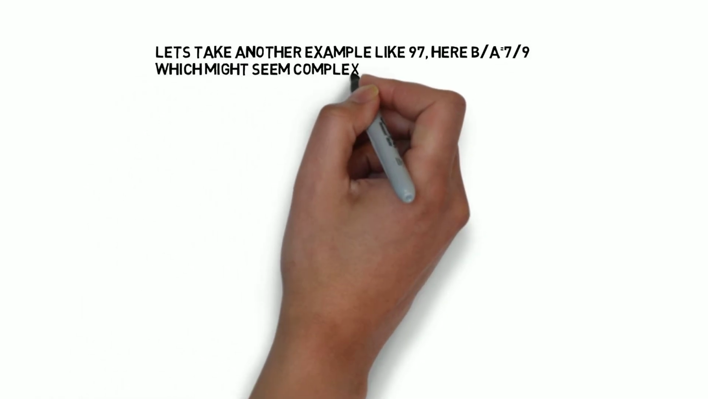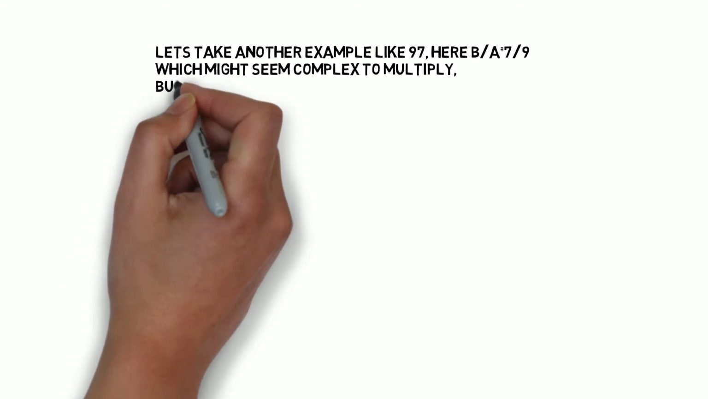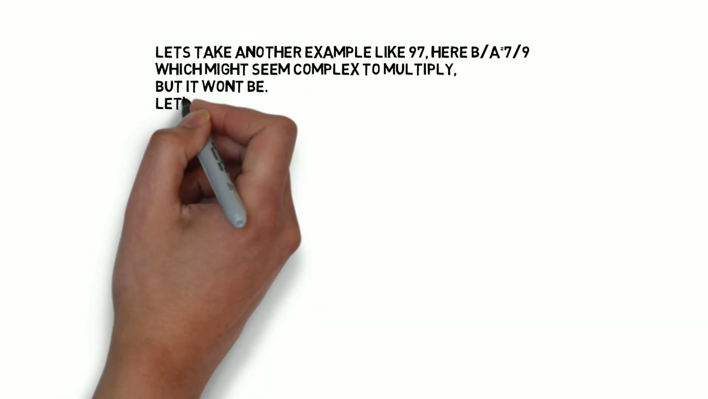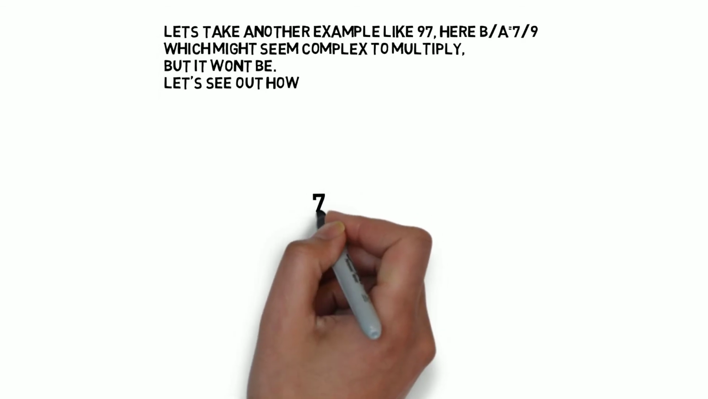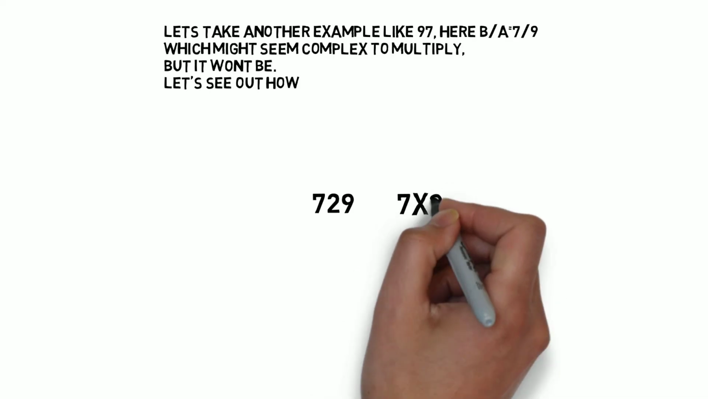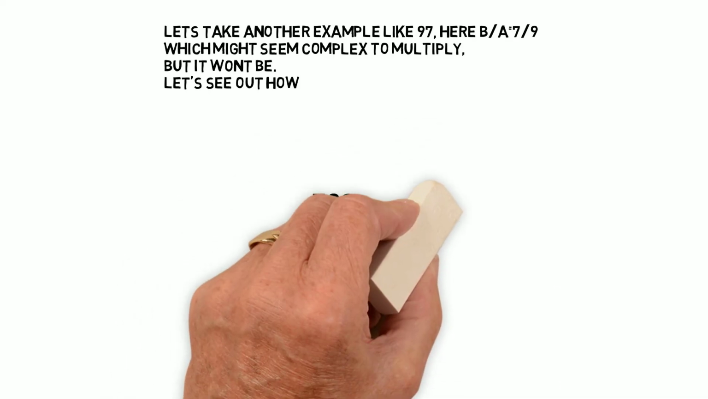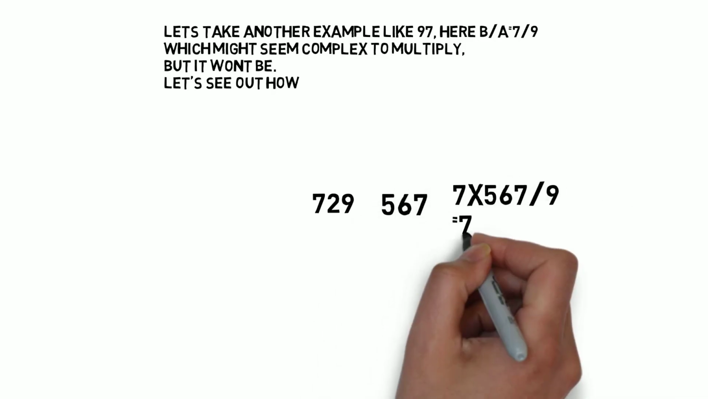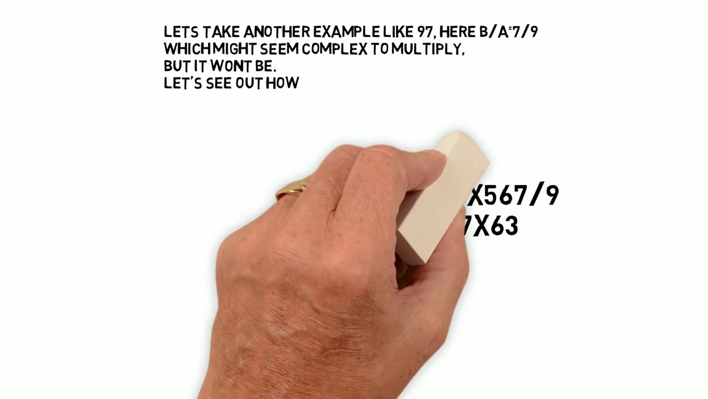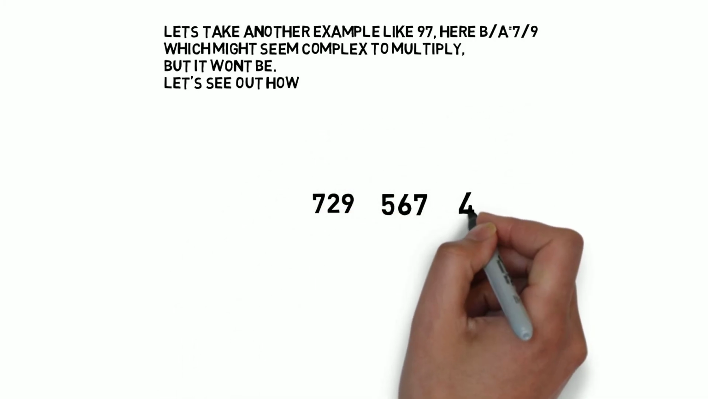Now let us take an example of a more complex number, say 97. B upon A in this case will be 7 by 9. 9 cube is equal to 729. Multiplying it with 7 by 9 might seem difficult at first look, but it's just 7 multiplied by 81, which is 567. Multiplying 567 by 7 by 9 gives 441, and at last B cube or 7 cube is equal to 343.